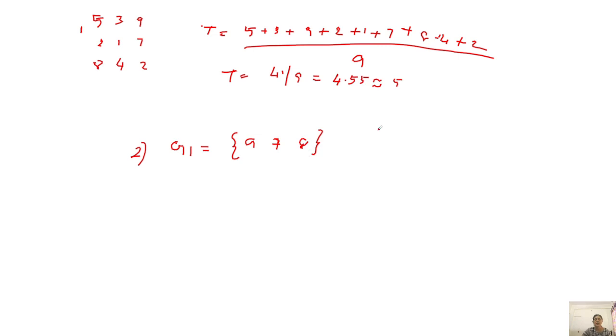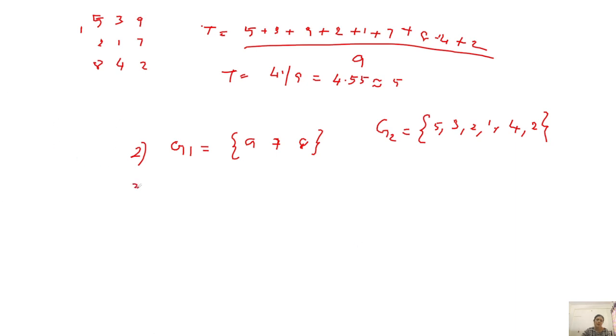Now, what is my next group G2? That is given by the pixels that are less than 5. So what are the pixels that are less than 5? What I can write is 5, 3, 2, 1, 4, 2. So these are the pixels that are less than or equal to the threshold 5. So now I am getting these two groups.